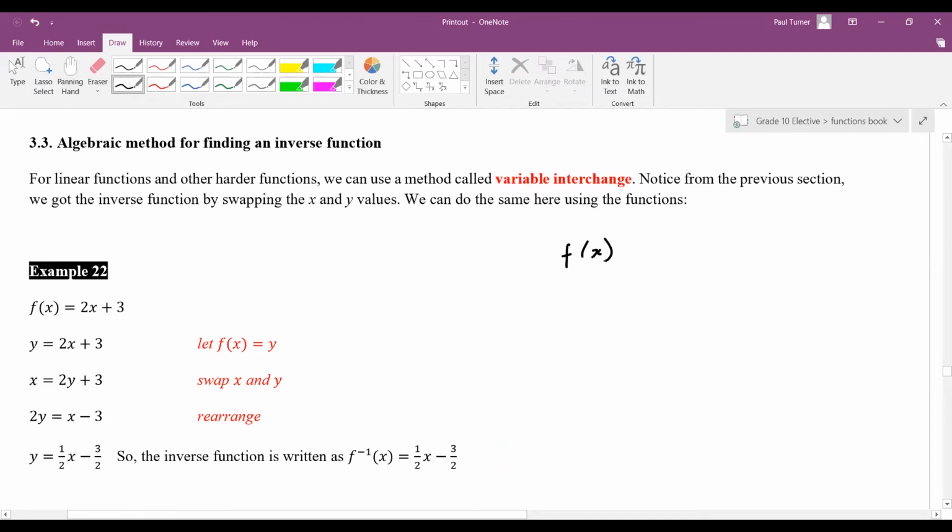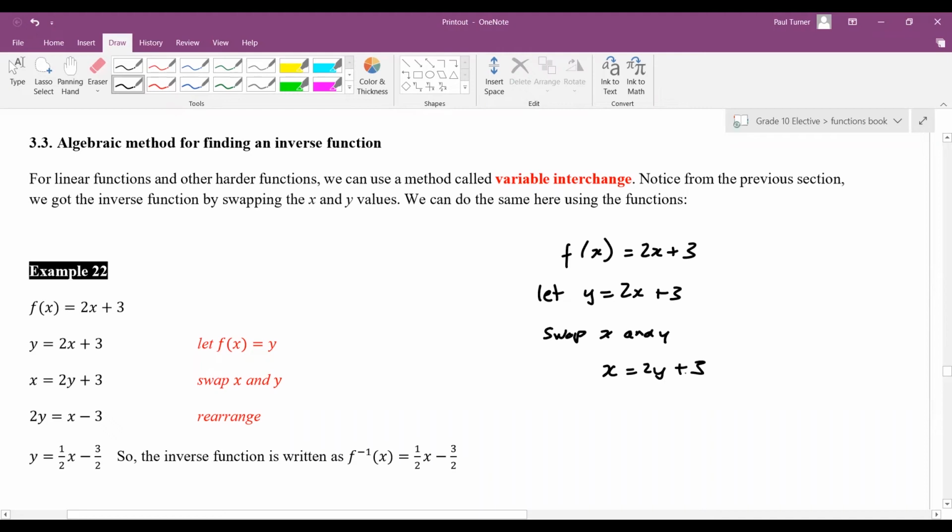So f(x), let's say f(x) is 2x plus 3. Okay, it's a linear function, but it works for any kind of function. So what we'll do, we'll let that equal y, equals 2x plus 3. Now, remember when we find an inverse, we swap x and y, don't we? We swap the two values around. So in this case, we're going to swap the x and y in the equation. So swap x and y. So you'll get x equals 2y plus 3.